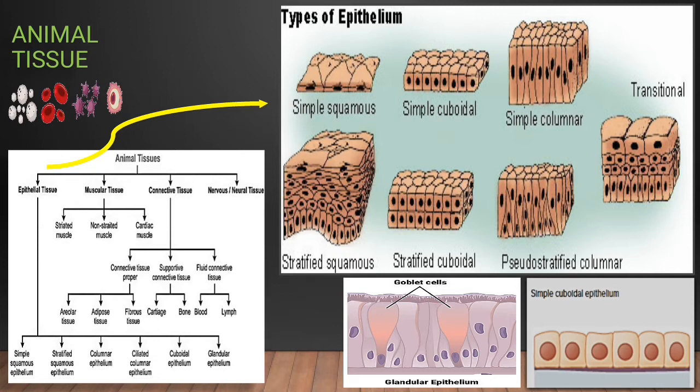And the stratified cuboidal epithelium, it is found in sweat glands, salivary glands, and mammary glands, which is used to protect tissue. And then we have the stratified columnar epithelium. It is located in the male urethra and the ducts of some glands, and it is used to secrete and protect.